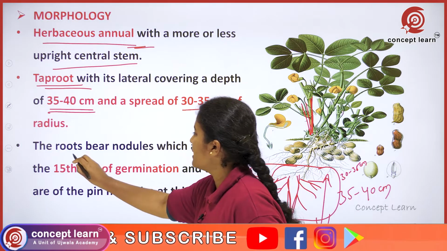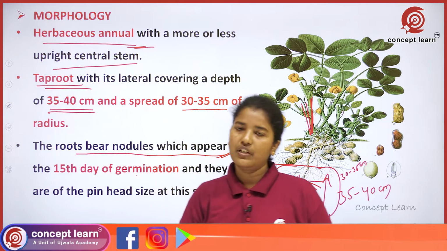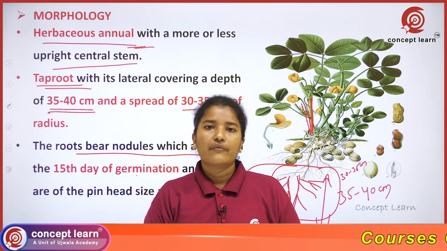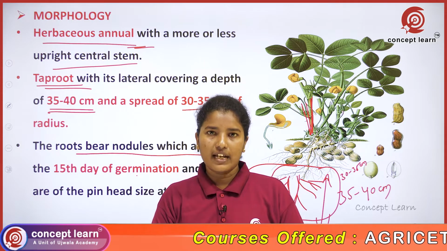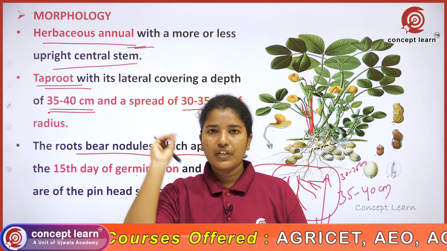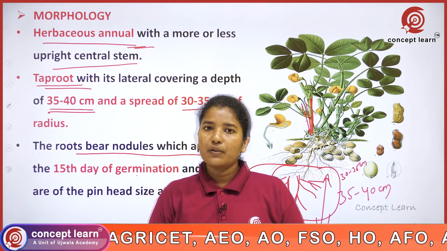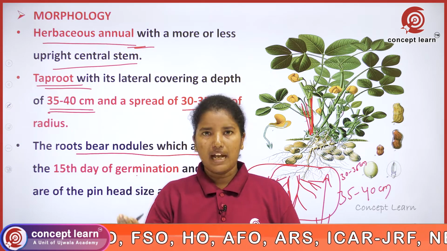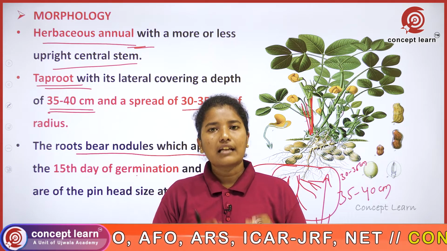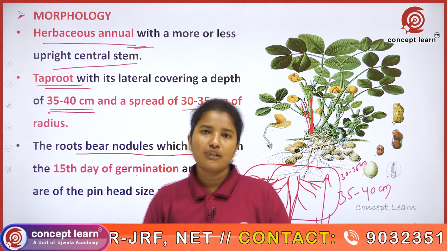Also these roots bear nodules which appear on the 15th day of germination. We have to remember this. These nodules, we all know, right? Legumes are atmospheric nitrogen fixing organisms. They fix atmospheric nitrogen, which is available in the form of nitrogen molecules, into ammonia or other forms of nitrogen which can be taken up by the plant, and also used in other microbiological or metabolic processes of the plant.